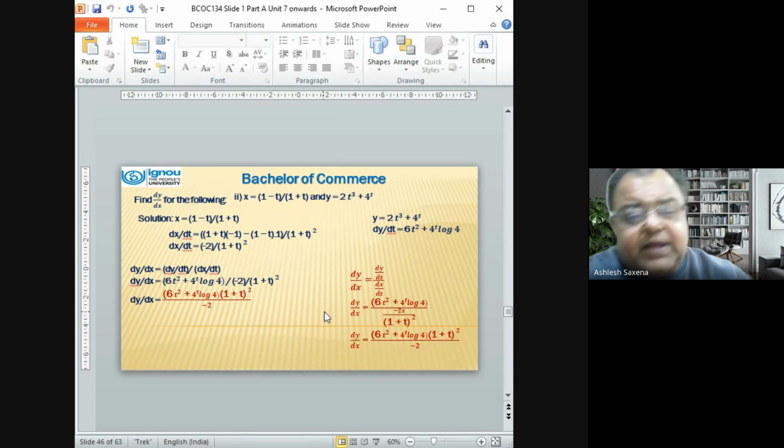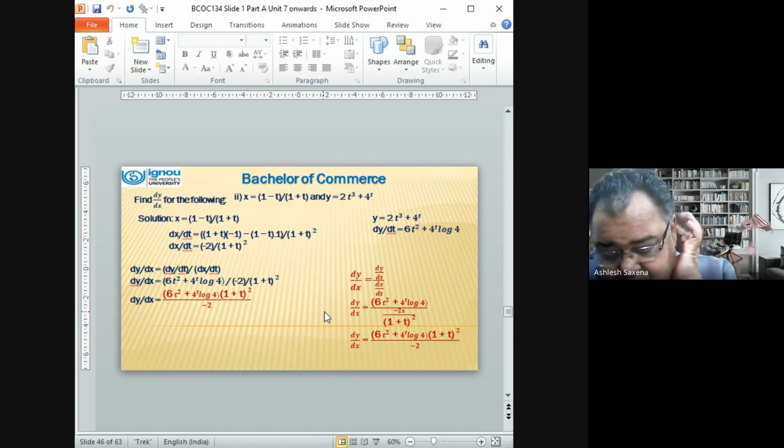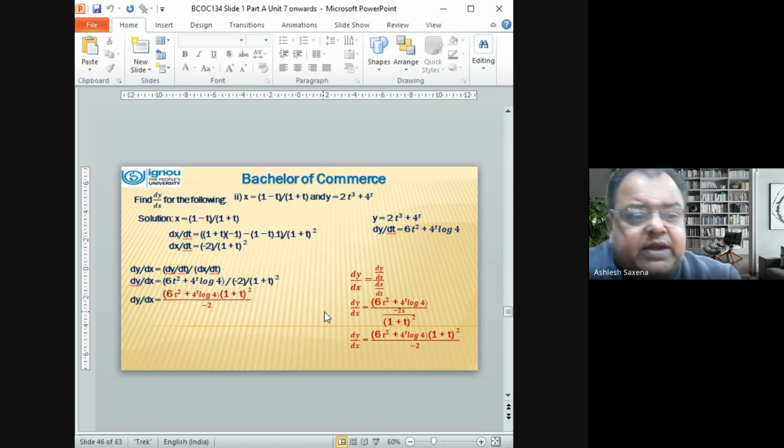Now you can see a parametric function which is in the form of numerator and denominator. You will start with dx by dt. So dx by dt will be denominator square into denominator into derivative of 1 minus t, minus 1 minus t into derivative of 1 plus t. That is 1. So we will get dx by dt is equal to minus 2 upon 1 plus t square.